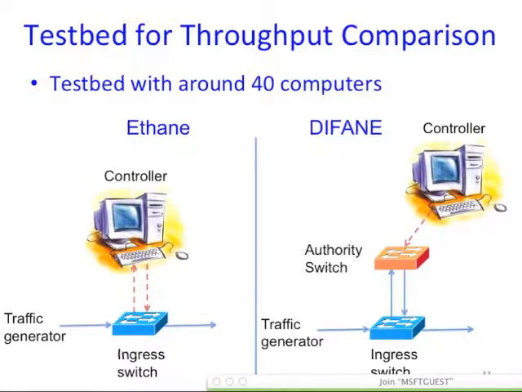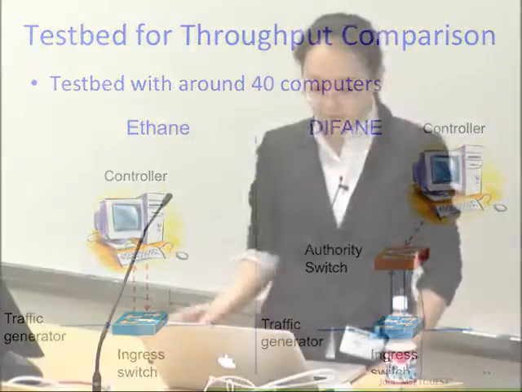So we evaluate our implementation of DIFANE in a testbed of around 40 computers, and we implement two different solutions. The first is Ethane, and the second is DIFANE. In the Ethane setup, the packets will get redirected to the controller, and then the controller will install the rules so that the packets can get processed in the switch. But in the DIFANE architecture, the controller will pre-install the rules in the authority switch, so that the packets get redirected through the authority switch and get processed directly.